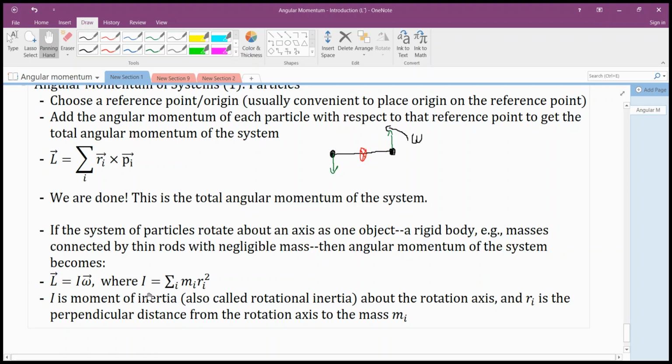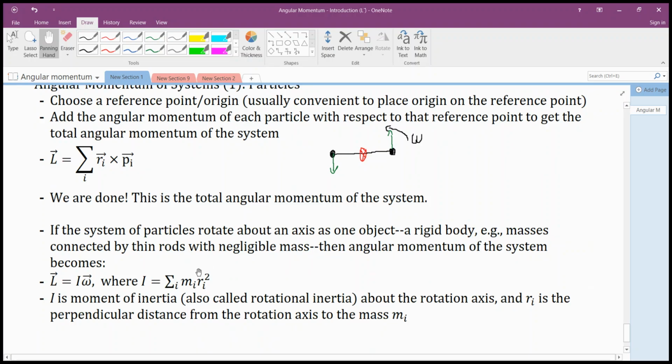I is a special quantity called moment of inertia, sometimes also called rotational inertia, both equivalent words for the same thing. And moment of inertia is also defined about an axis of rotation. So this I here is the moment of inertia about the rotation axis. Each mass has its own mass, m_i, and r is the perpendicular distance from the rotation axis to the mass of interest. We then take m r squared, add them all up, and there's moment of inertia. Multiply by angular velocity, and there is angular momentum for a rigid body.